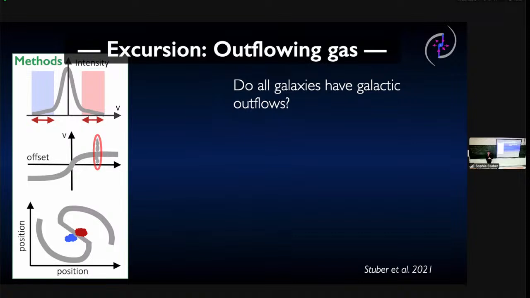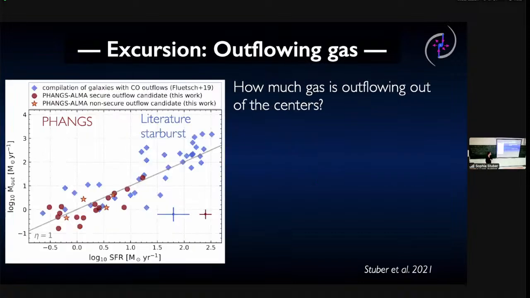And we did this also for the full PHANGS sample. And we found that about 25% of the PHANGS galaxies show evidence for outflows in their centers. And we also did more. We tried to estimate then what is the actual outflow rate, the masses of these outflows. So here you can see the outflow rate, solar masses per year, compared to the global star formation. And that is our measured data point, so these 25%.